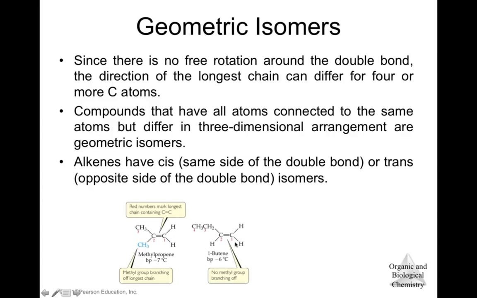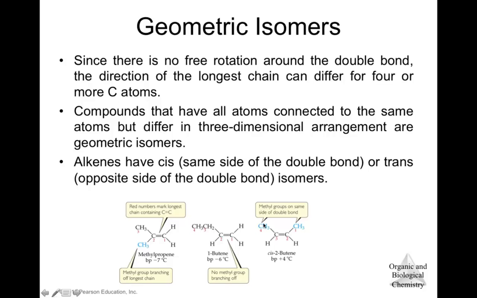Now here we have 1, 2, 3, 4. The longest chain that contains that double bond is from 4 carbons. So this is butene. And this also doesn't have any cis-trans isomer because even though we have two different groups on this carbon, we have the same group on this carbon. So that's why we don't have a cis-trans isomer, neither here nor here. Okay, if we have in the same carbon two groups that are the same, you can't have a cis-trans isomer.